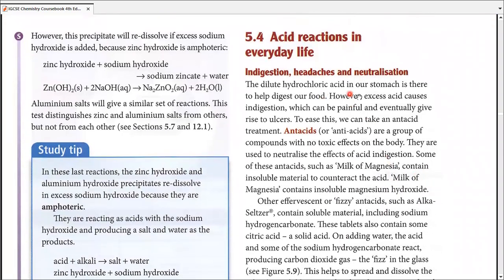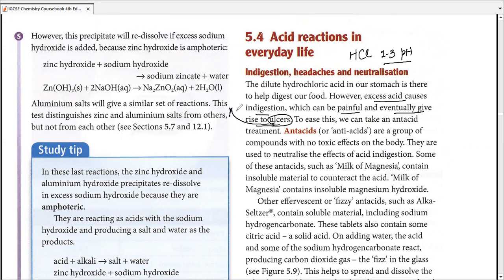Starting off, we know that the dilute hydrochloric acid in our stomach helps us to digest the food, and we are talking about HCl. This has low pH. The pH is usually around 1 to 3 when we are talking about the stomach or gastric juices. However, sometimes our body secretes excess acid that causes indigestion. It can be painful because acid can act on the walls of the stomach and eventually give rise to ulcer.